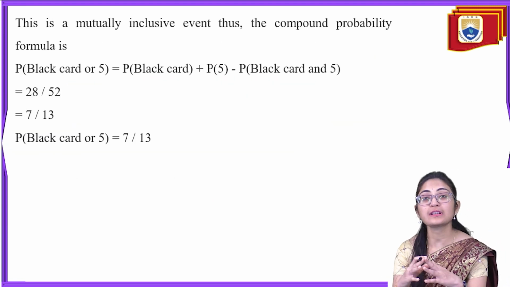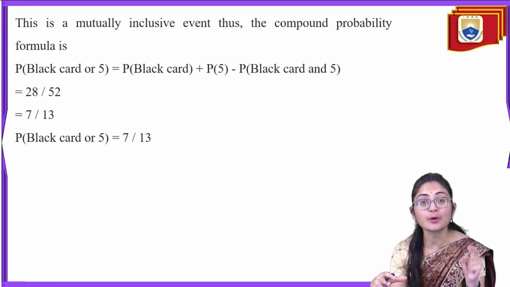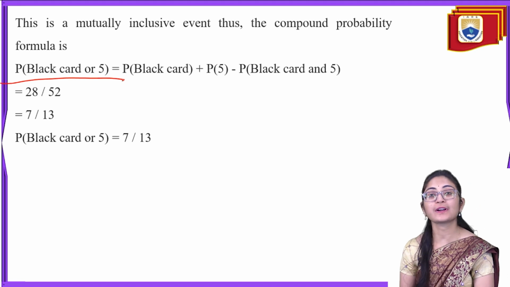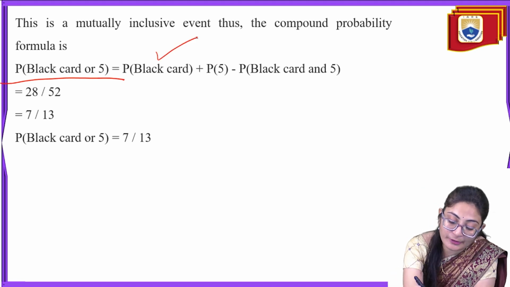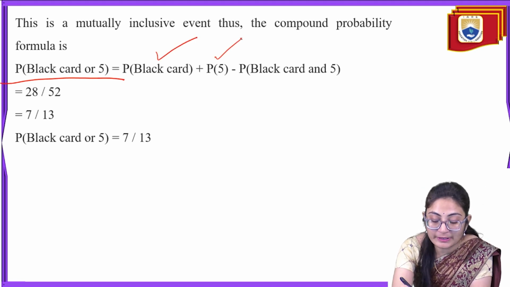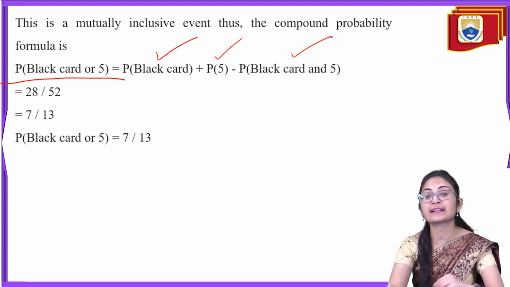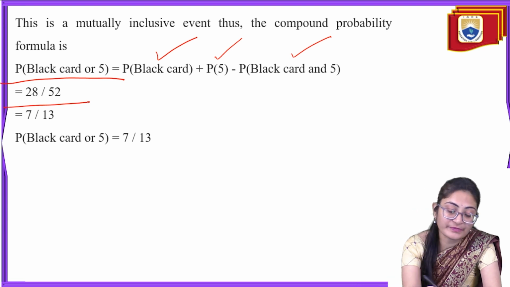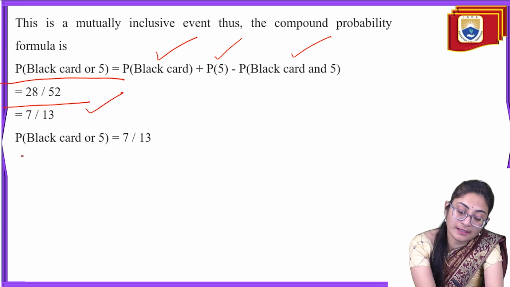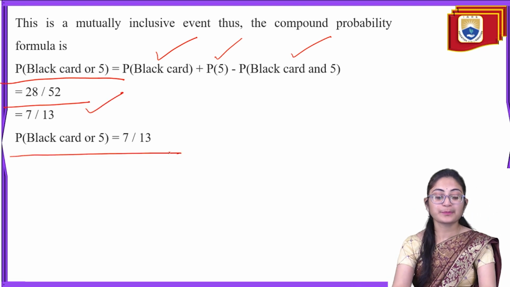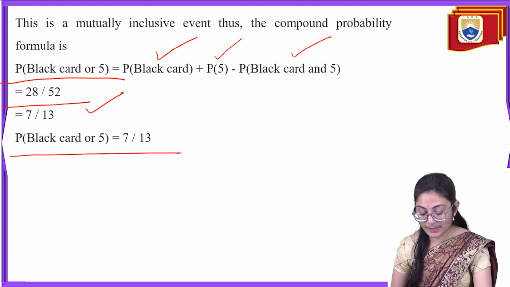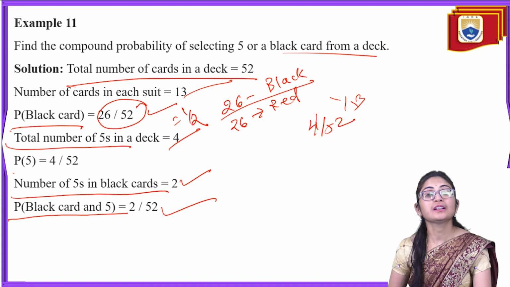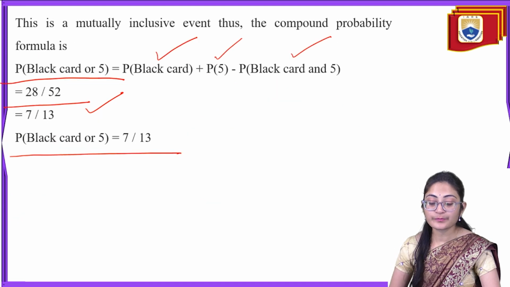Now this is not a mutually exclusive event. Thus the compound probability formula is: probability of black card or 5 is probability of black card plus probability of 5 minus probability of black card and 5. 28 divided by 52, that is 7 by 13. So the probability of black card or 5 is 7 by 13. So this is all about the problems on compound events.